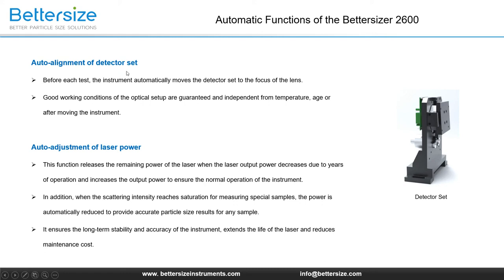It ensures the central point of detector is always on the focal plane of the Fourier lens, and the laser converged by the lens always illuminates the central point. This automatic function ensures the system is always at its optimal condition, and thereby guarantees the accuracy and reliability of measurement results. Auto adjustment of laser power. It controls the laser power intelligently to ensure the normal operation of the instrument, which ensures the long-term stability and accuracy of the instrument, extends the life of the laser, and reduces maintenance cost.